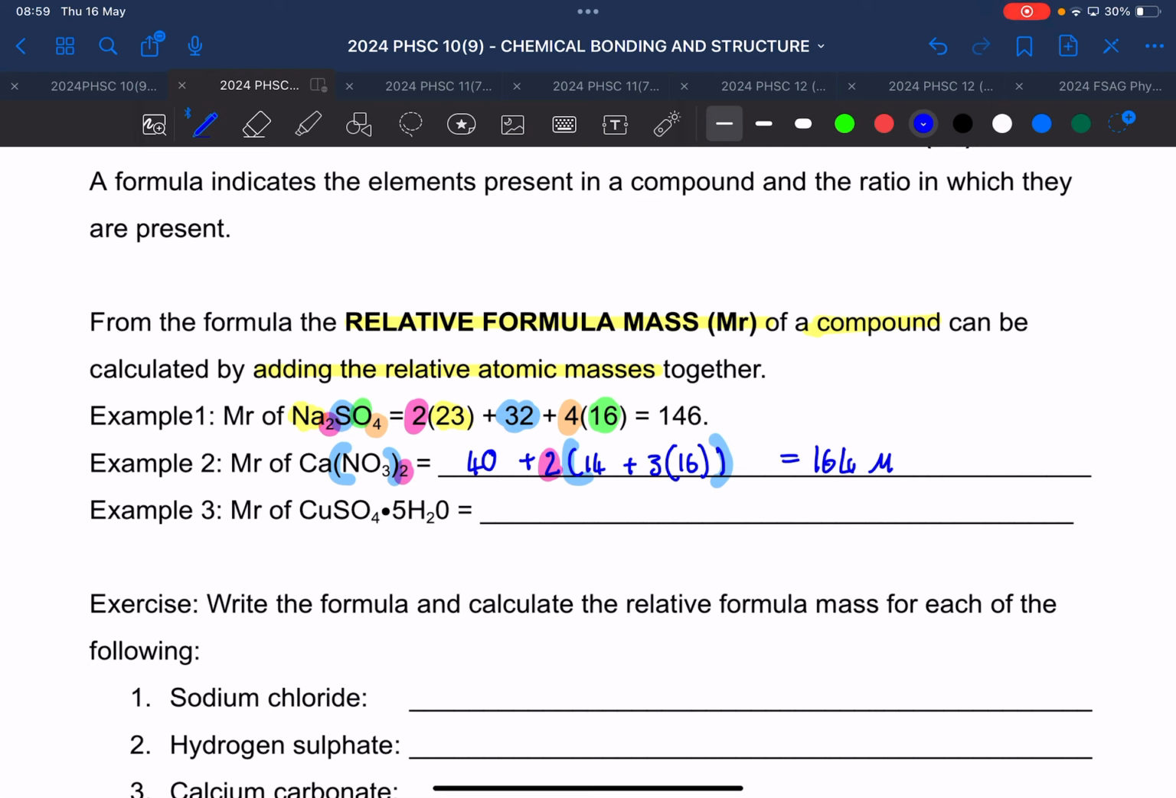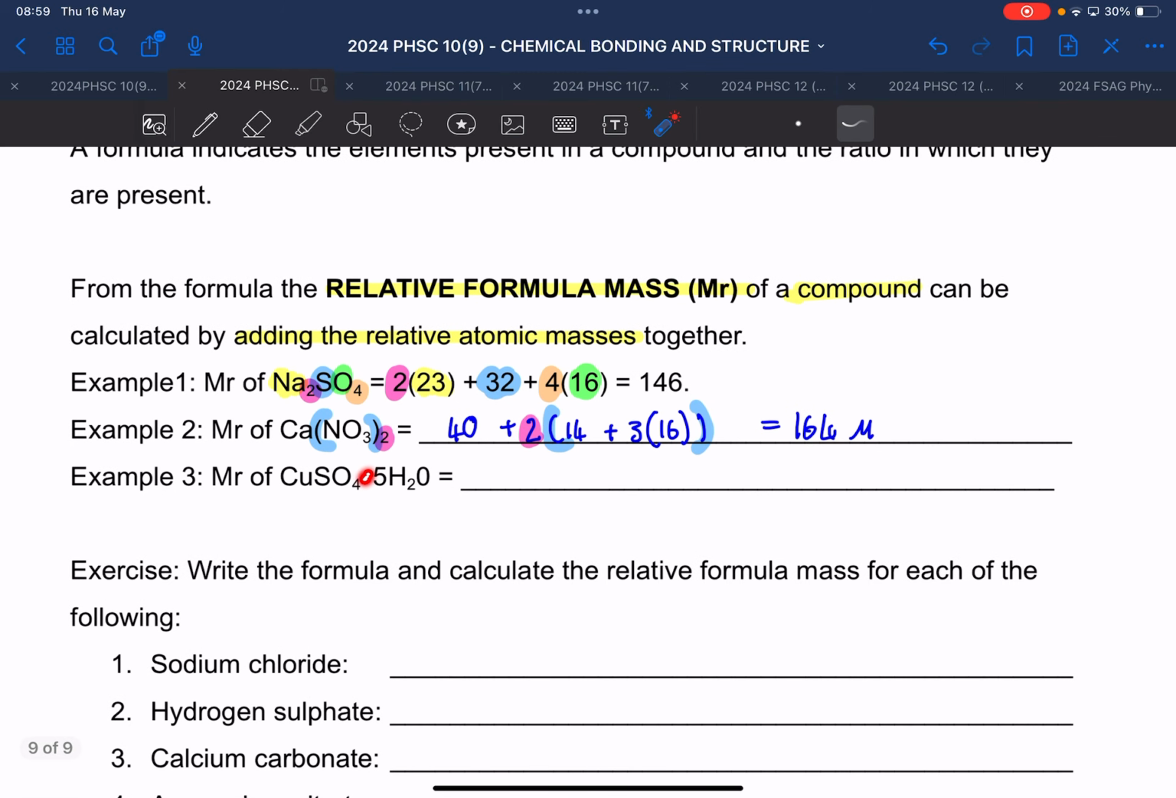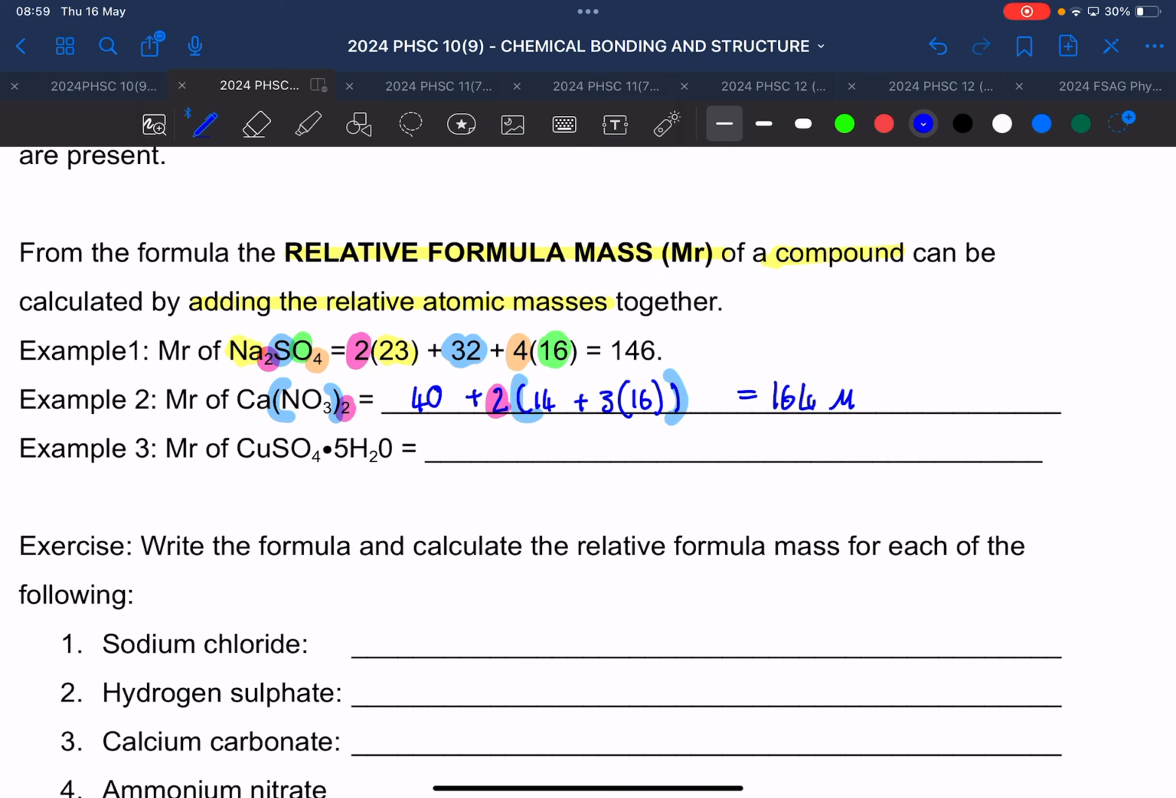Okay, so next up we have copper sulfate and it's hydrated. So we can see there's a dot here and we have 5 waters, right? You can understand that. Okay. So let's start with the copper sulfate. Copper's molar mass? 64. 63,5. We don't round off the numbers we get from the periodic table.